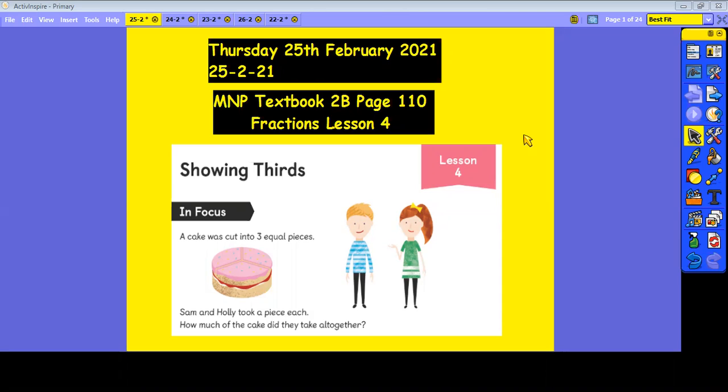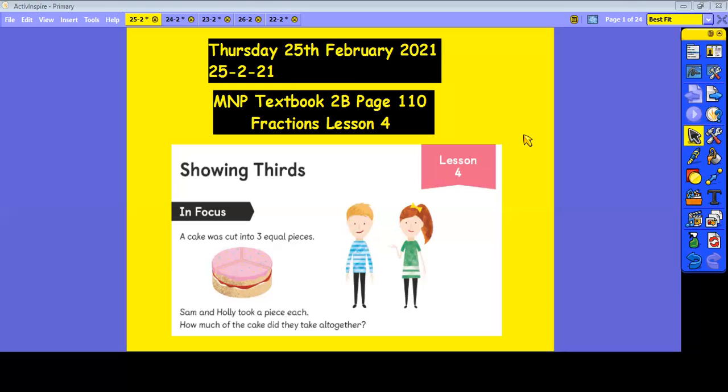So you need to find your Maths No Problem textbook to page 110. And today we're introduced to fractions of thirds. Okay, the fractions we're going to be looking at today are thirds.